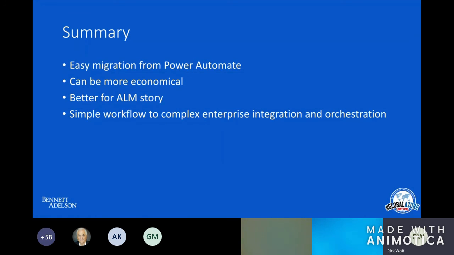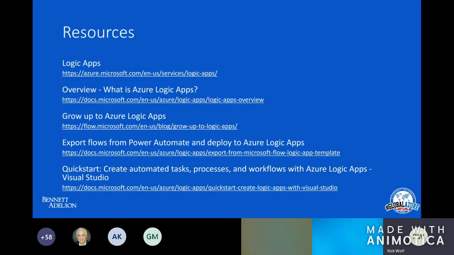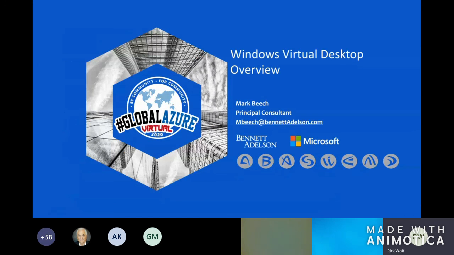So in summary: easy migration from Power Automate to Logic Apps. Logic Apps can be more economical. You can get around some of the licensing issues if you're using premium connectors. Much better story for application lifecycle management. And you can do anything from simple workflows to very complex enterprise integrations and orchestration. So we've got some resources there.